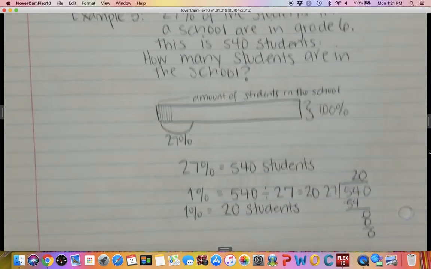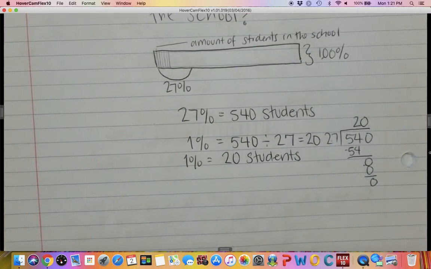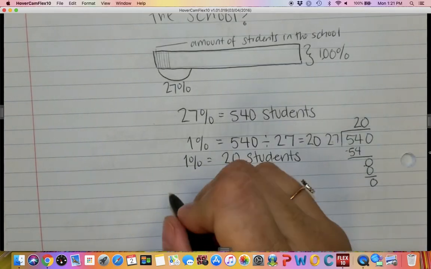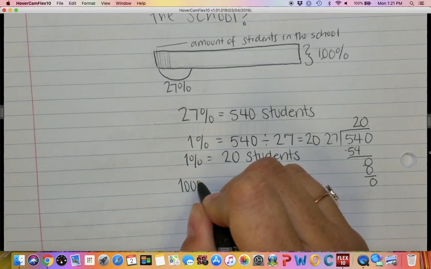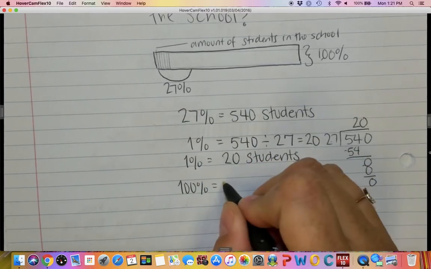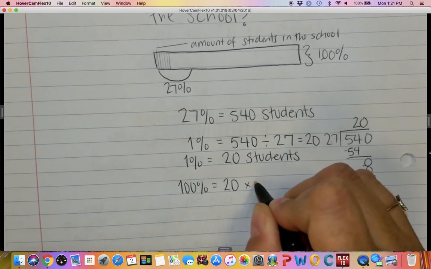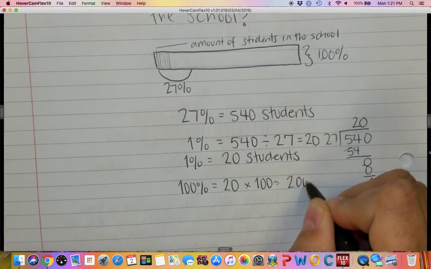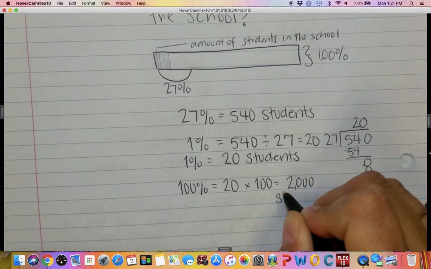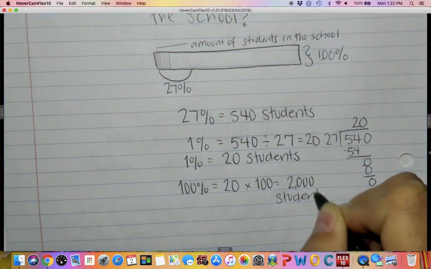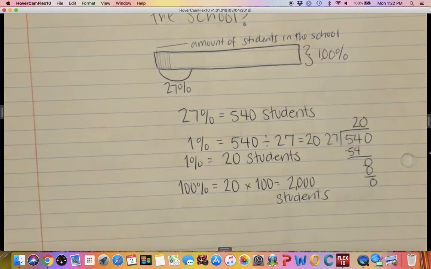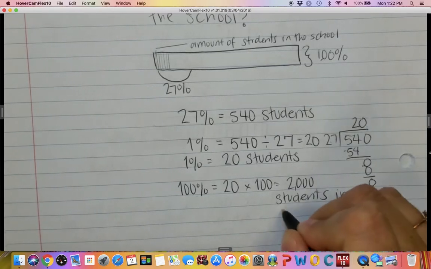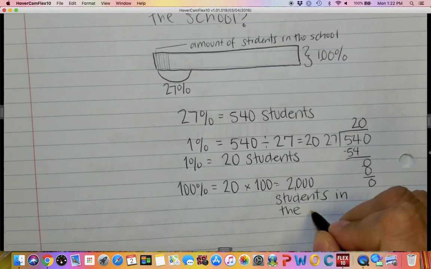Now I just have to figure out what 100% is. Once I know 1, I can make it into 100. 100% is 20 students times the 100 equals 2,000 students in the entire school.